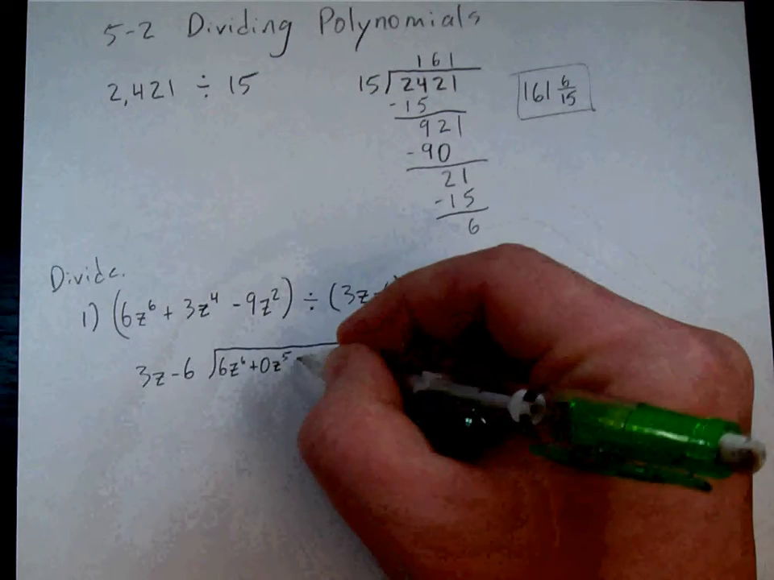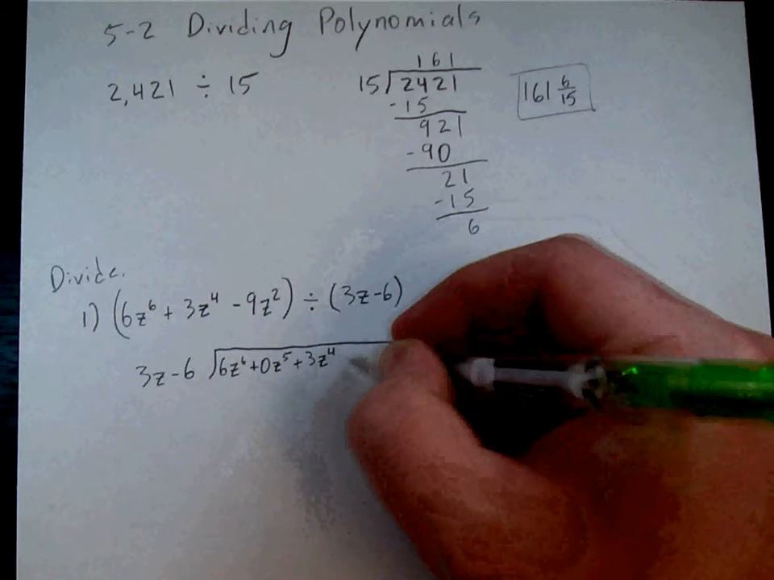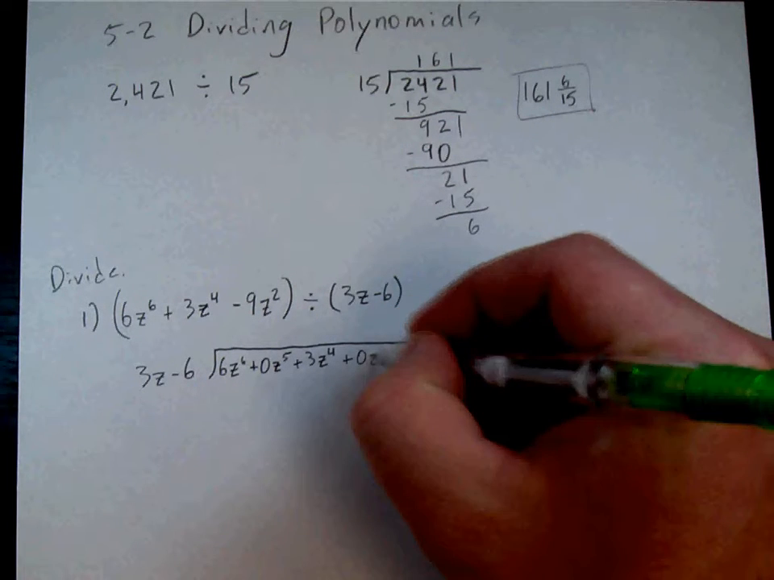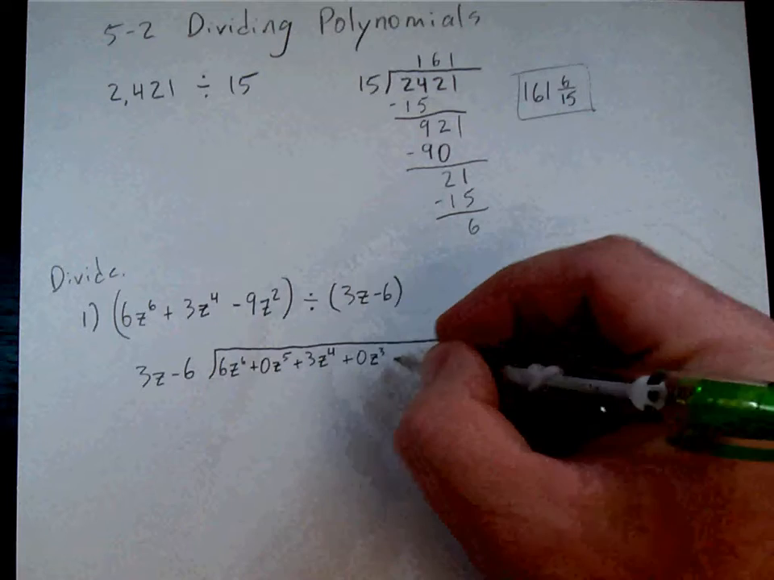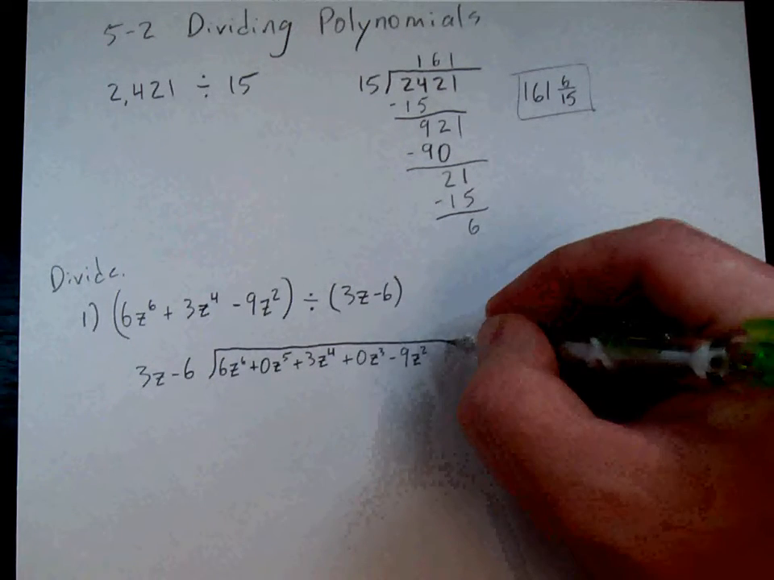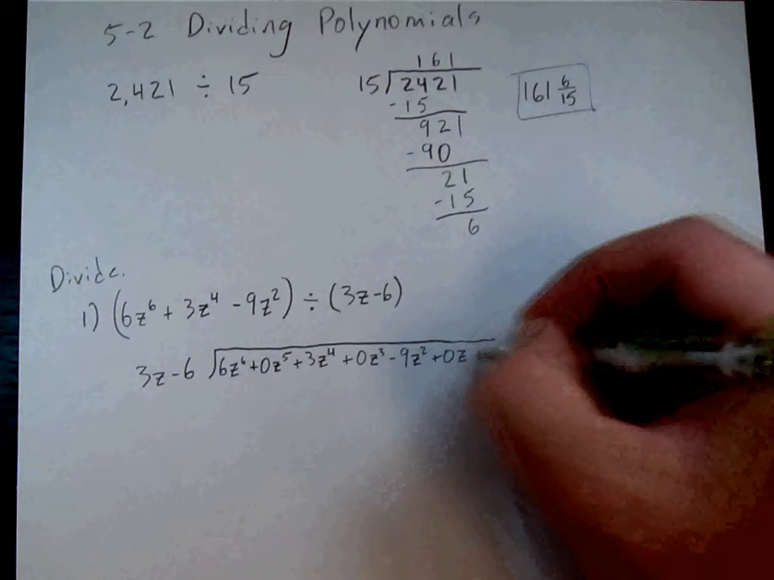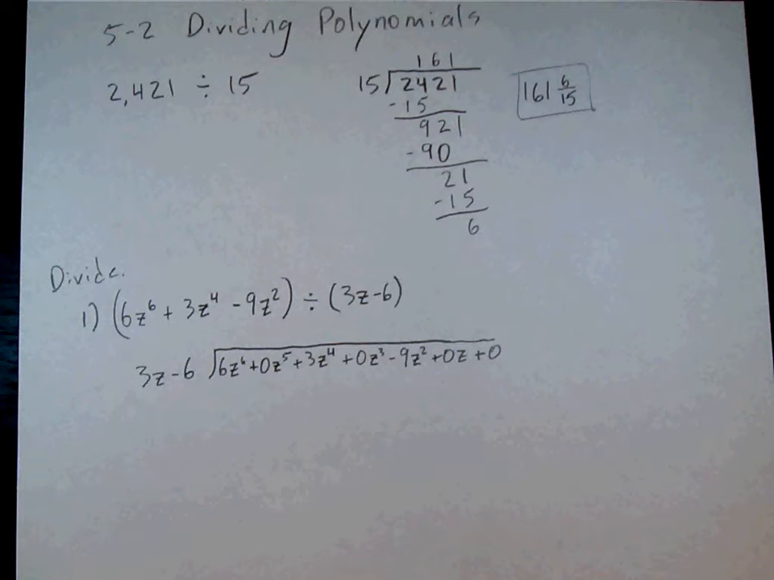So next is 4. We have a 4th degree term. Next is a 3rd degree. We don't have one of those. So 0z to the 3rd, z to the 2nd. We do have that. Continue descending from there. We would look for a z. We don't have one of those, so it's a plus 0z. And then after that, we should have our constant, which we don't have either. It's a 0. So we do have lots of zeros here.